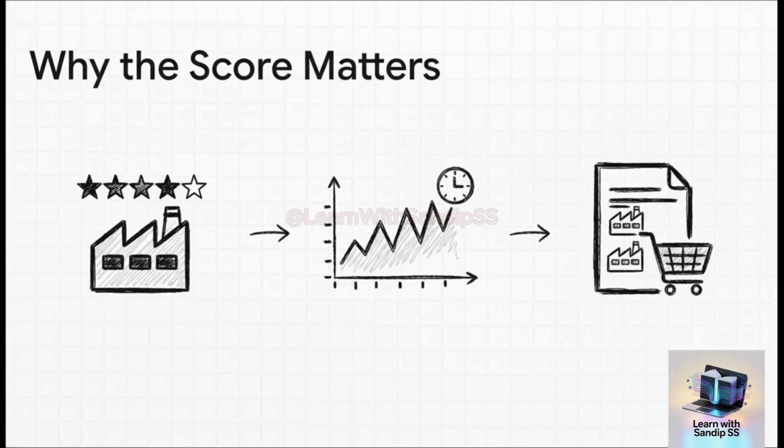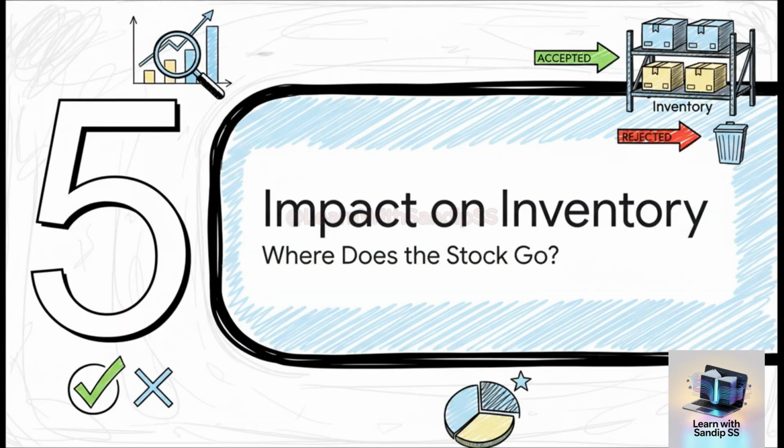So why should you even care about this score? Oh, it's incredibly powerful. You can use it to track the average quality of a supplier over months or even years. You can literally see if their performance is getting better or worse. And this data can even plug directly into purchasing to help automatically decide which suppliers get the next order. It's a huge deal.